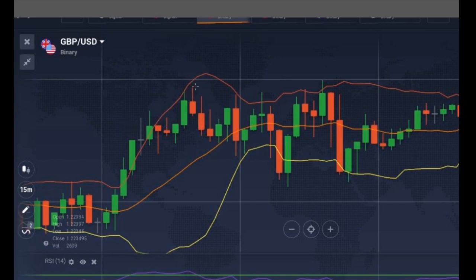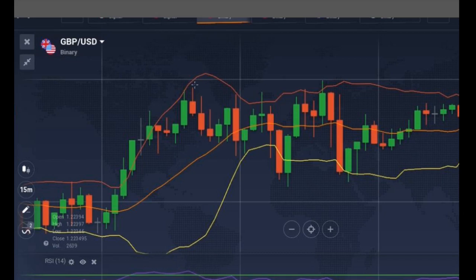Then you wait for a confirmation candle. You can see this is a nice AMA Marubozu, a combination of AMA and a Marubozu. Then you want to ensure that the divergence is confirmed. You can see that this is on the same level. If you draw a line, it's on the same level.